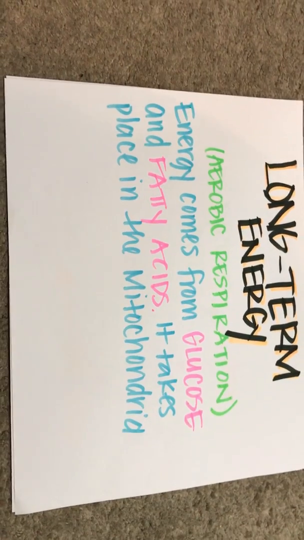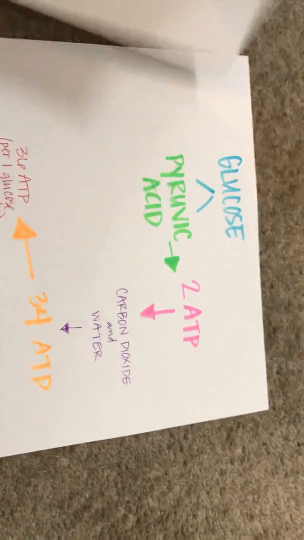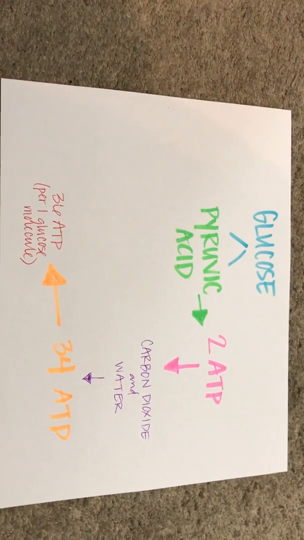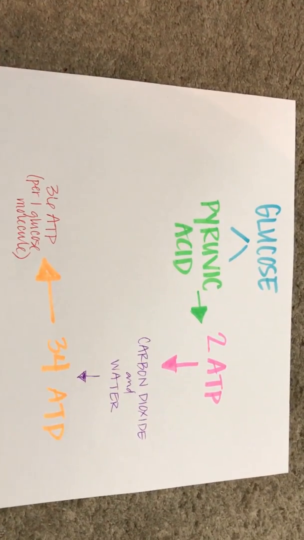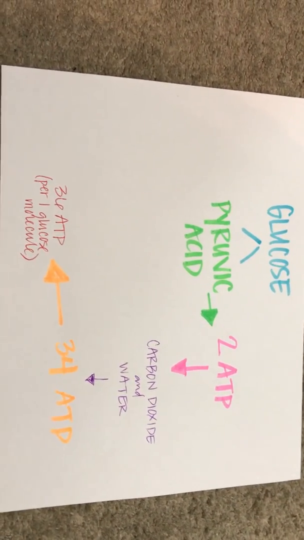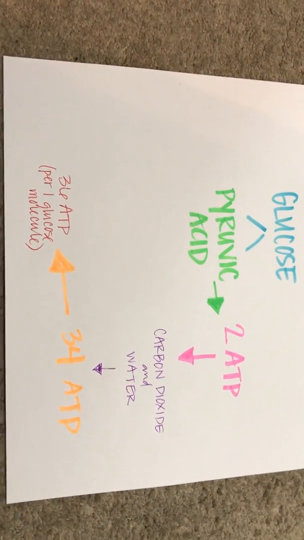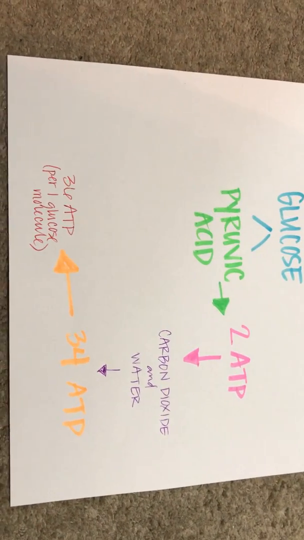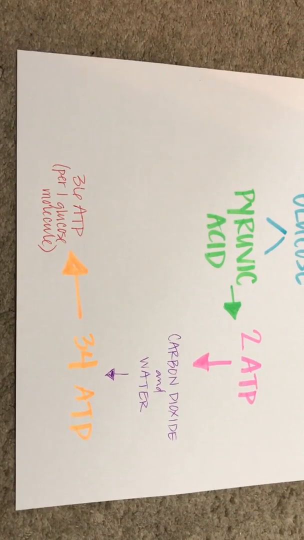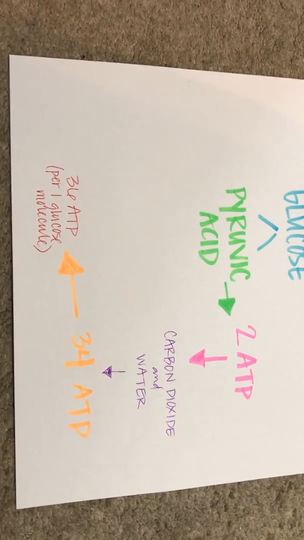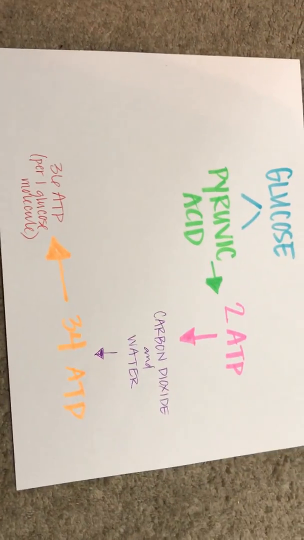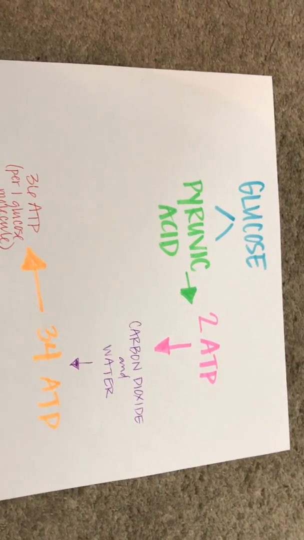and it takes place in the mitochondria. So glucose is basically broken down into pyruvic acid, which produces 2 ATPs, which then gets broken down to carbon dioxide and water, which produce 34 ATP, which, if you add it up, is 36 ATP per 1 glucose molecule. And that is muscle metabolism.